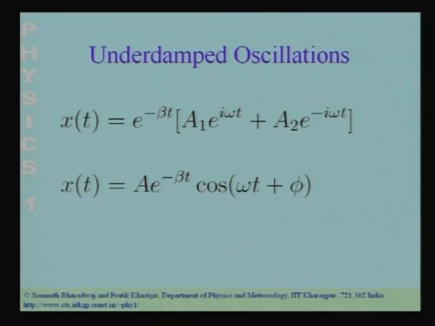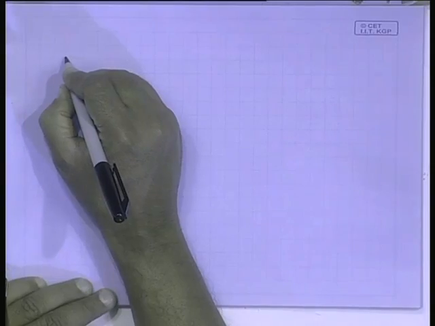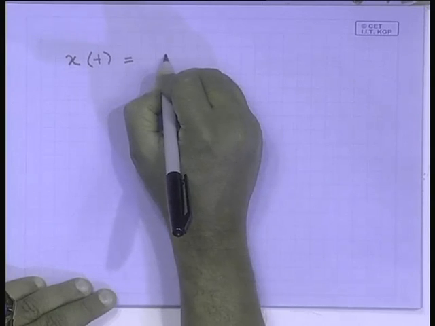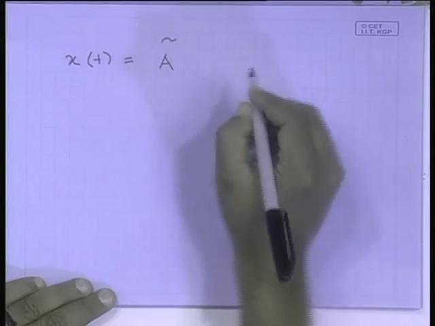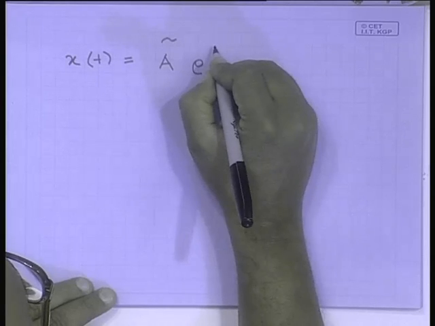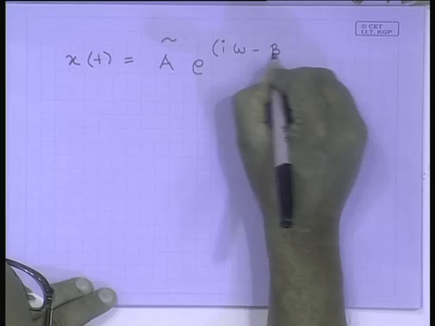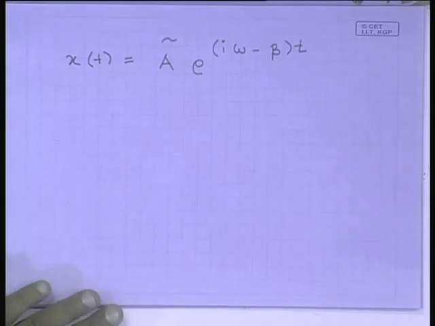Let me now give you a problem on underdamped oscillations, and I shall close the class at the end of the problem. The problem is as follows. You are given an underdamped oscillation x tilde of t equal to a tilde e to the power i omega minus beta t. This represents an underdamped oscillation.